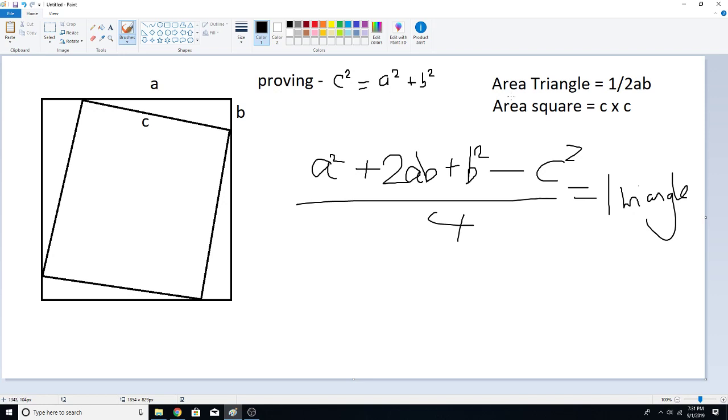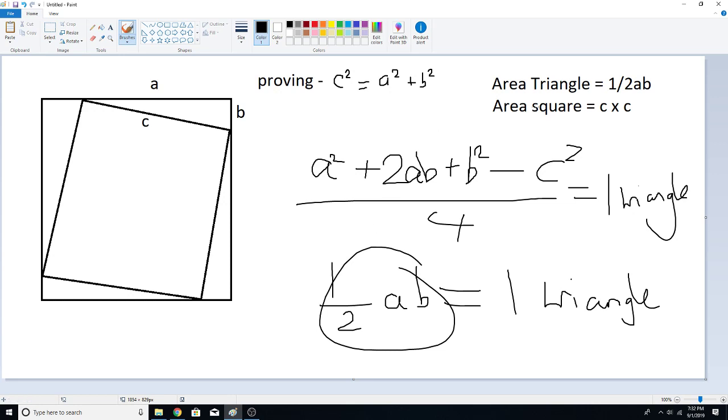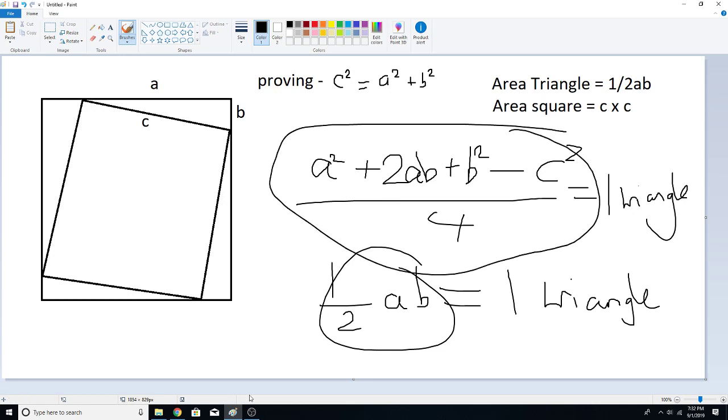I've basically outlined the area of the triangle. This is the basic equation for a triangle. So we know that half of A multiplied by B, so AB, equals one triangle. Now, do you see here what we can do now? We can equate this, this and this together. So that's what we'll do.